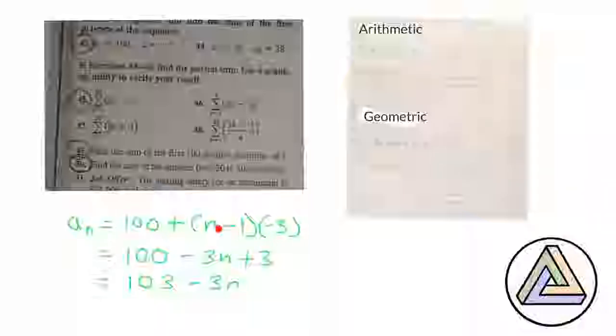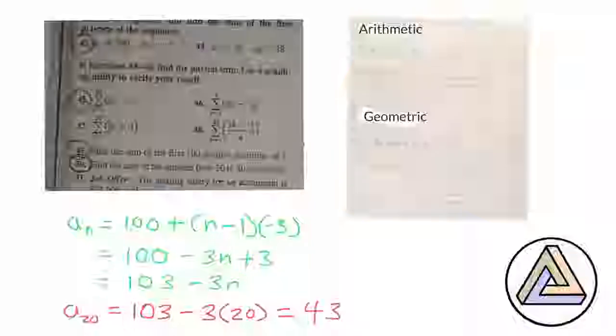And we're going to do that by using this formula that we just wrote down. So what we're looking for here is the last term in the sequence. We're taking into account the first 20 terms, so we're looking for a sub 20, and that's going to equal, once again, using this simplified version right here, 103 minus 3 times 20, and that will give us 43.